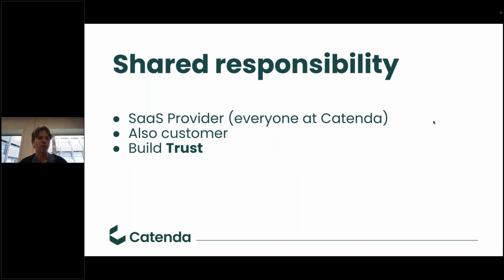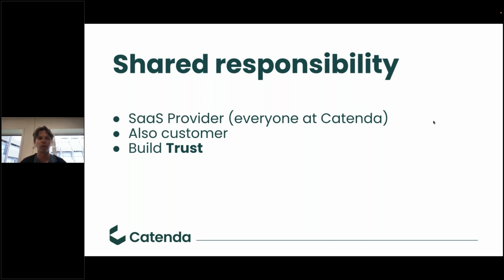And one important thing to highlight is that security is a shared responsibility. So in this case, Catenda, the SaaS provider, has big obligations on securing the two areas that we mentioned, the physical part of the computers and all the network, but also the information, and that's the biggest part of the security. And as we mentioned before, it is the responsibility of everyone at the company.